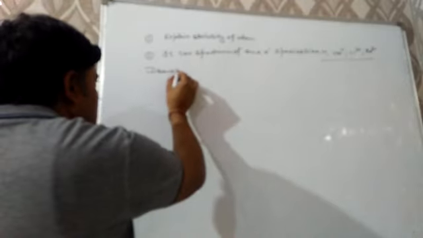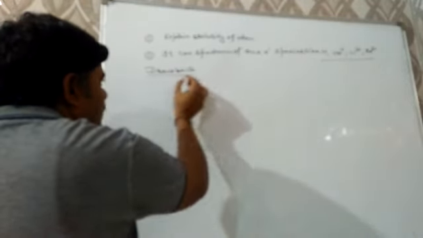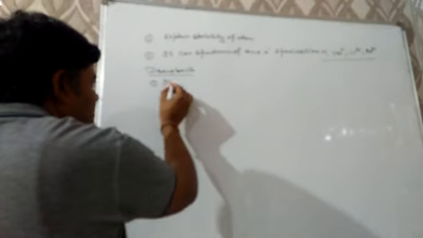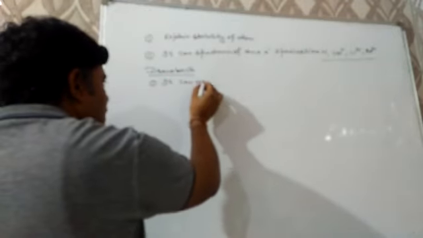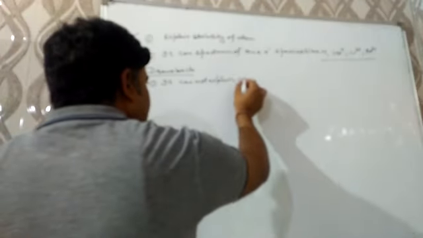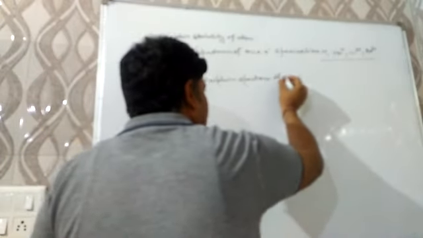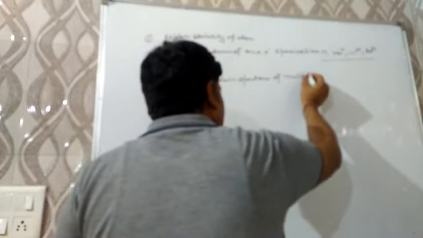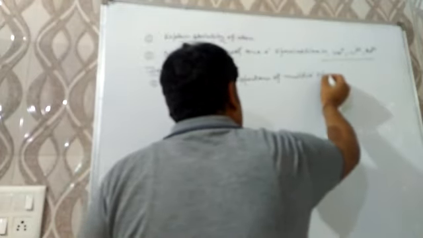Next, the drawbacks of this model. The first drawback is that it cannot explain the spectrum of multi-electron species, that is, species which have more than one electron in them.